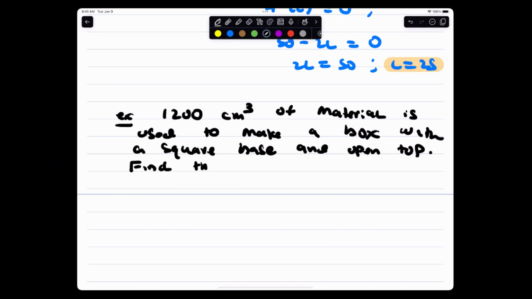Find the largest volume of the box. What are they talking about?